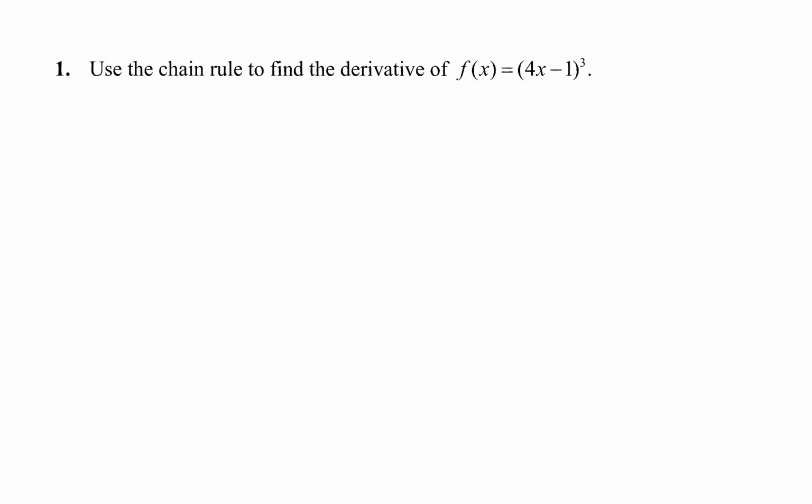Welcome back, and let's do problem number 1. To do problem number 1, we do it like this. We name u like 4x minus 1. Now this is u of x. u depends on x, and is 4x minus 1. And what is the derivative of u with respect to x? The derivative of u with respect to x is 4.